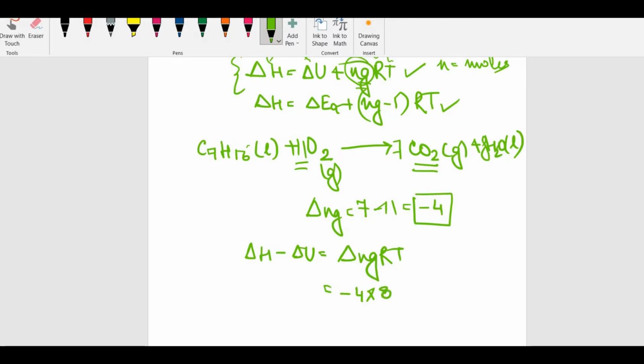Actually, it's not required, because if you see the options, they have not replaced the value. They have just kept it this way. So your answer would be minus 4 RT, which is option number A. So is it clear?